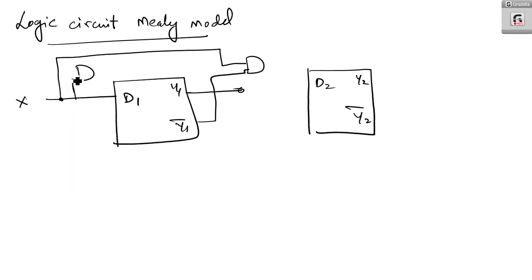Then I am making this as D2. Now what is coming here? Oh, this is one mistake.